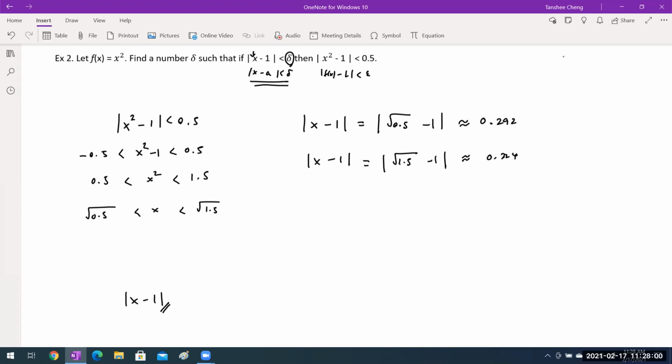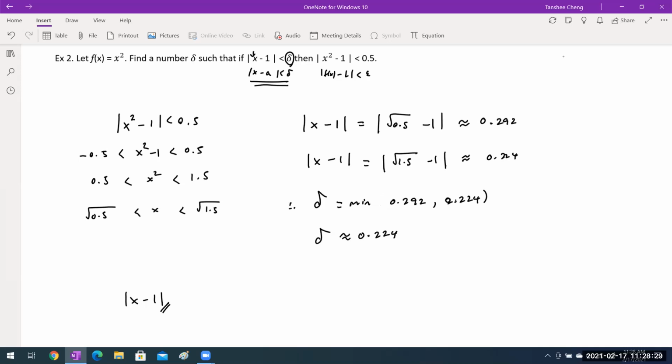And remember that from previously, we want to always choose the smaller one of it. So my delta must be chosen from the minimum of 0.292 or 0.224. So therefore, the delta that we need to choose is 0.224. That's an approximation.